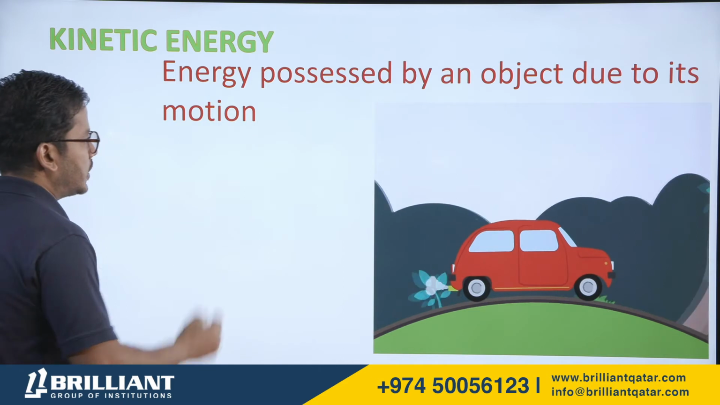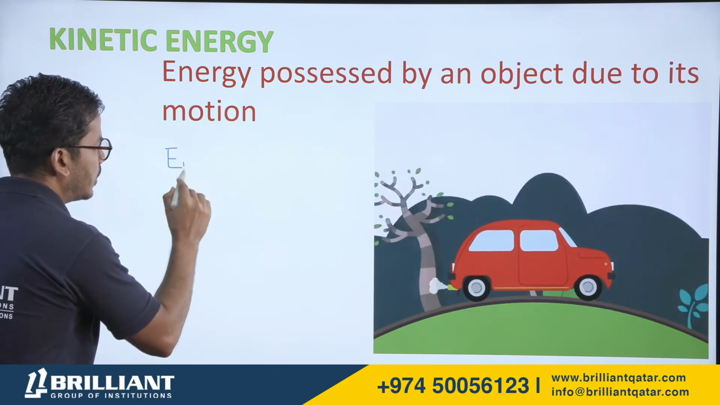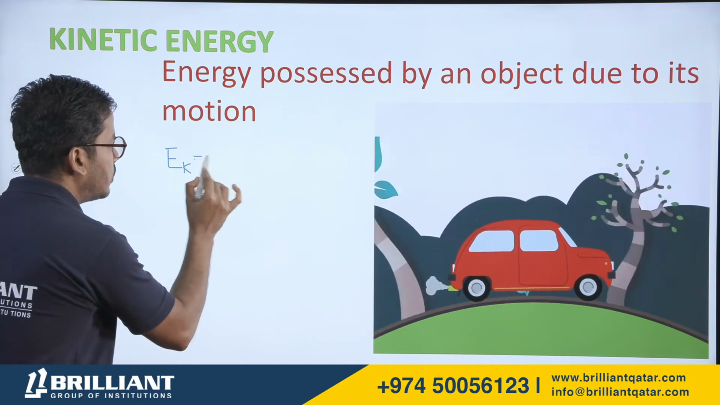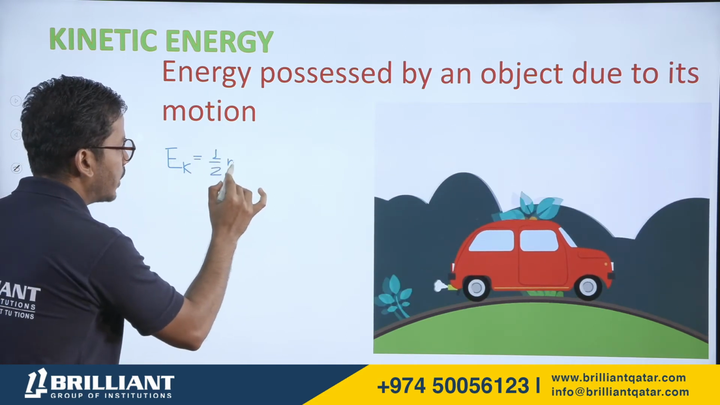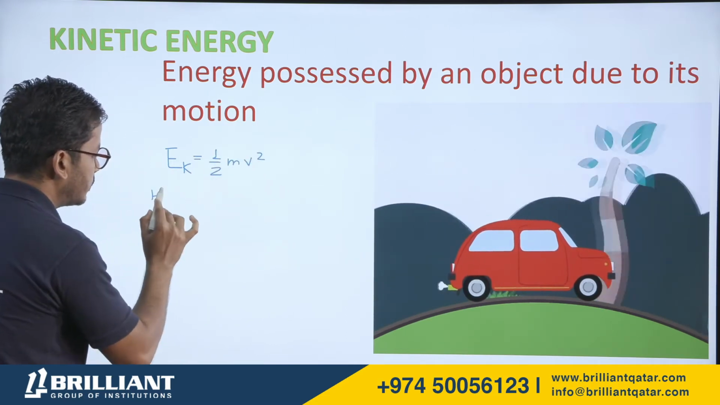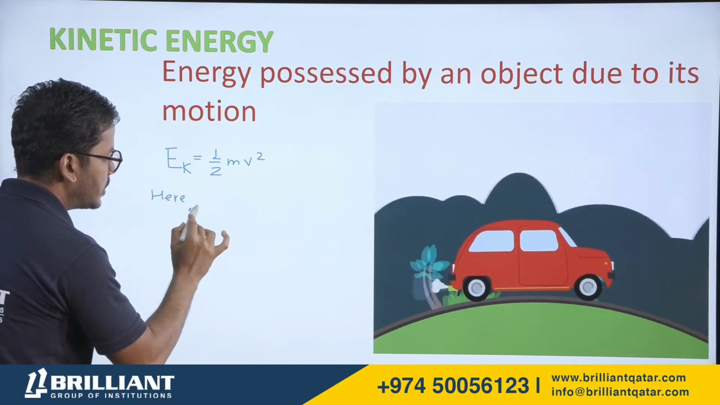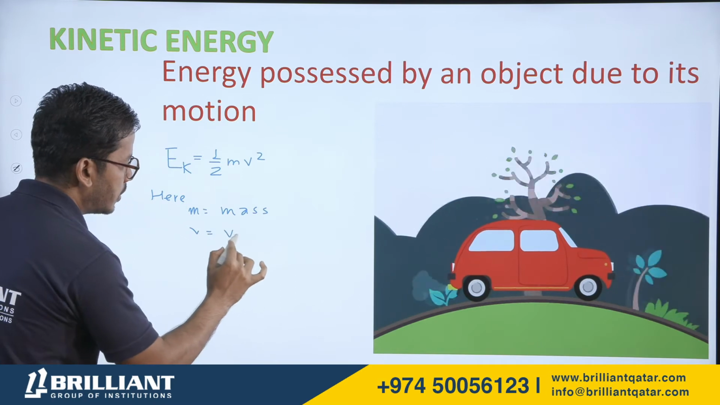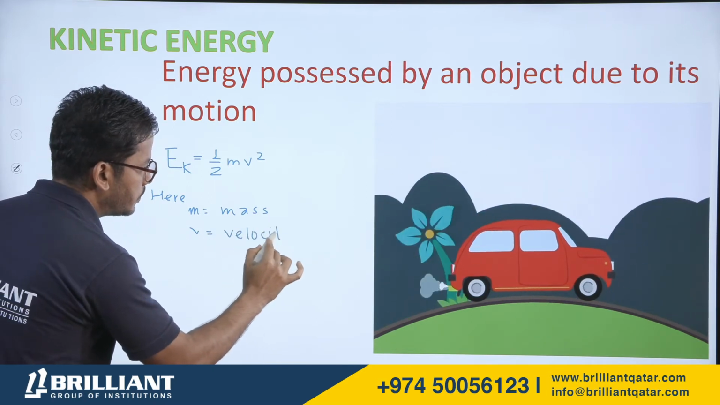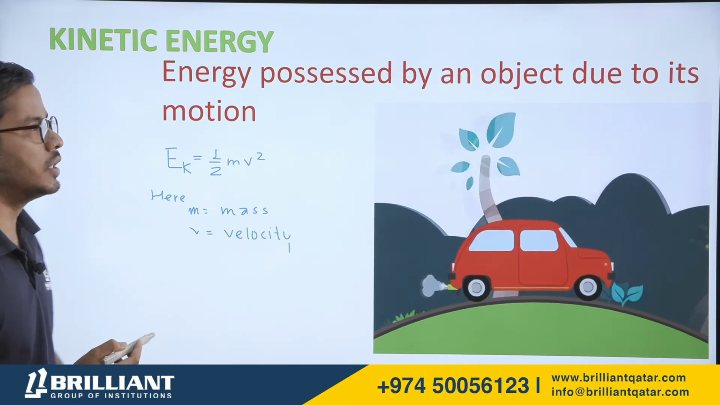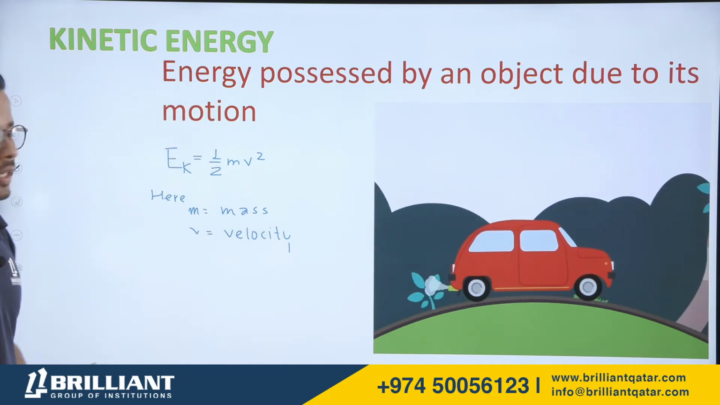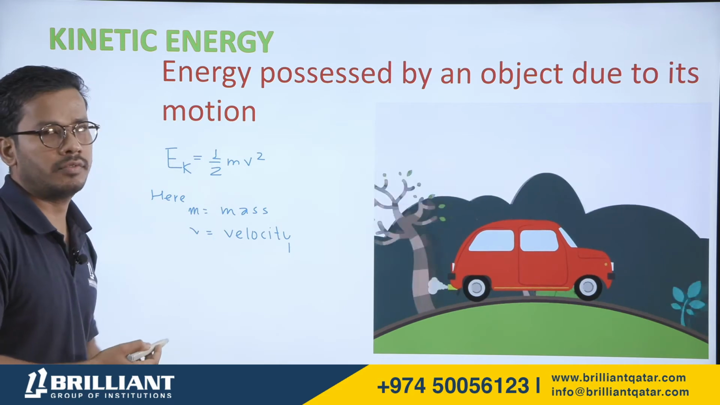Guys, it has an expression. What is that expression? Basically E K, where K in the base stands for kinetic, E stands for energy, is equal to half of m v square. Here you're going to ask me, sir, what does m stand for? Mass. What does v stand for? Velocity. So it is clear to you that kinetic energy is an official statement and a mathematical expression. That's a statement for you and this is the expression for you.